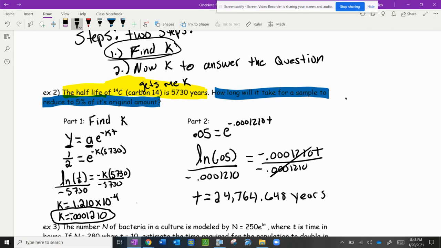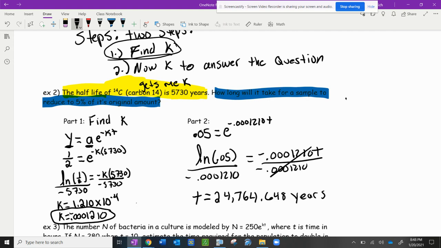I might say, wow, that's a long time. But remember, it took 5,730 years to be half of what it initially was. Now I'm asking when it's only 5% of its original amount. So it's going to have to be quite a bit longer than a half-life.